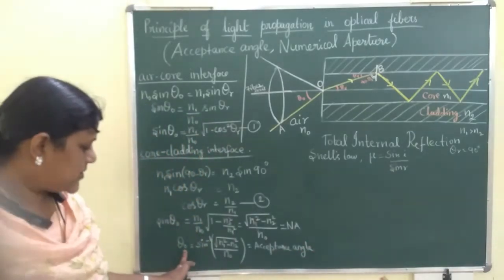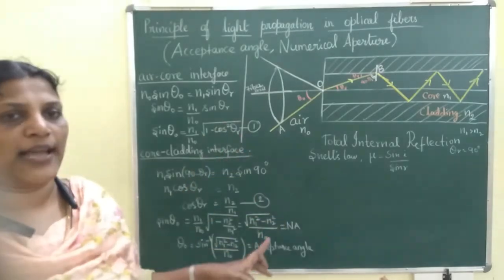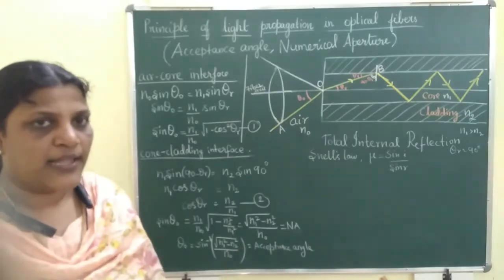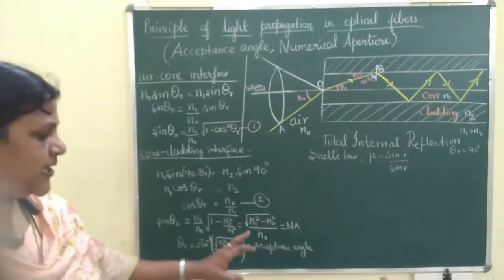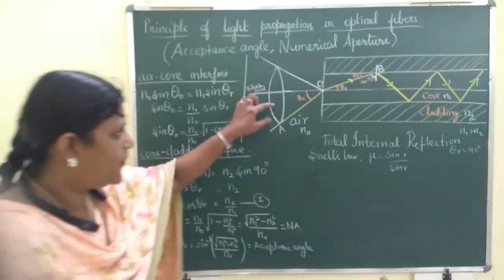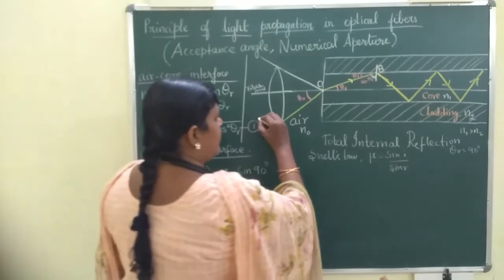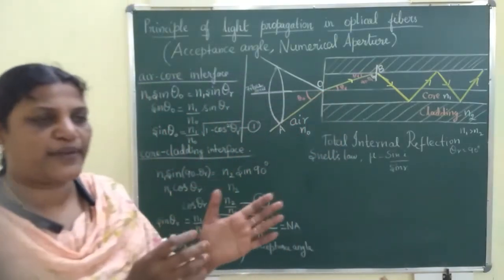Okay. This theta naught is called the acceptance angle. What is the acceptance angle? Acceptance angle means it is the maximum angle up to which propagation takes place. இதுதான் maximum value. அப்போ இந்த ஆங்கிள்குள்ள இன்சிடென்ட் ஆகிற எல்லா ரேஸ்மே உள்ள total internal reflection suffer பண்ணி உள்ளே confine ஆகும்.